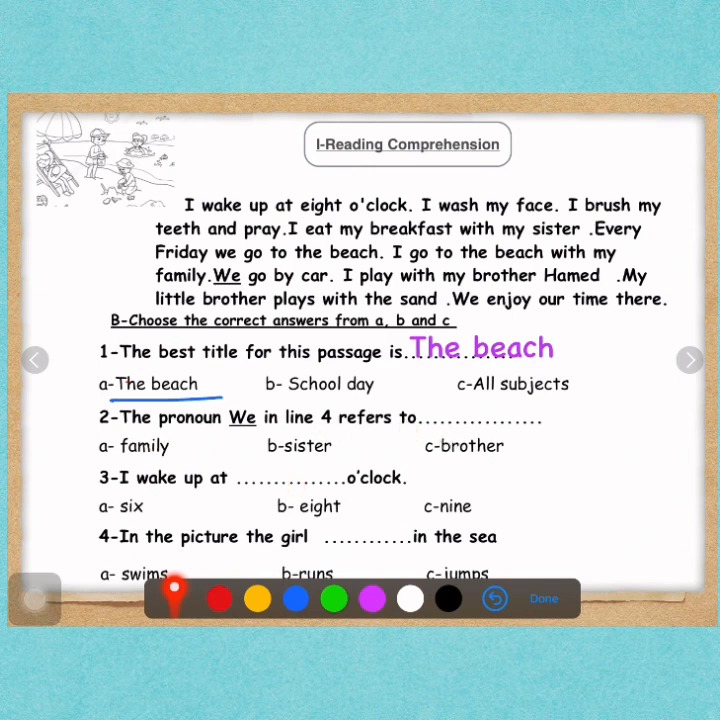What do you think? We go by car. Let's go to the previous sentence. I go to the beach with my family. We go by car. So I'm talking about my family. Excellent. Let's see, is it right or wrong? Of course it's right. Number 3.